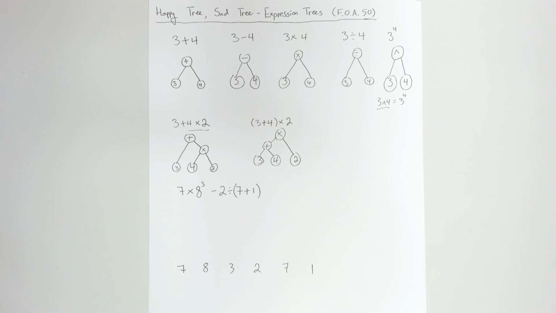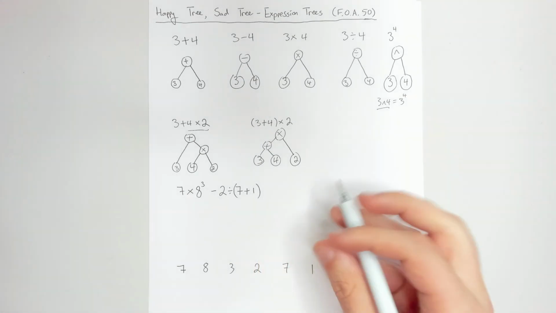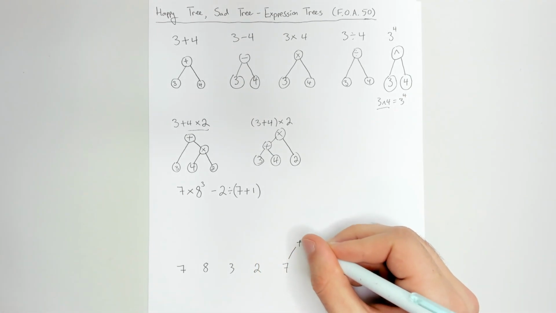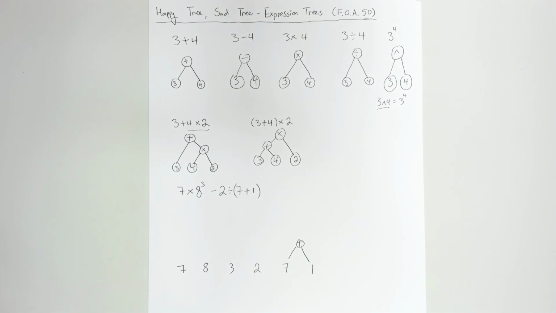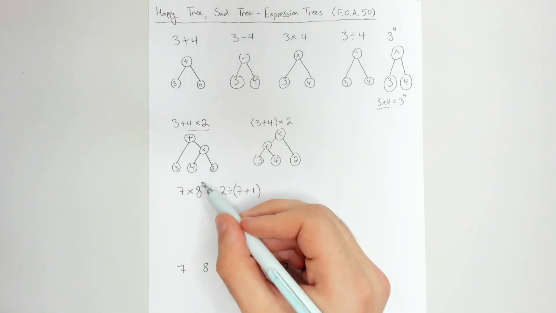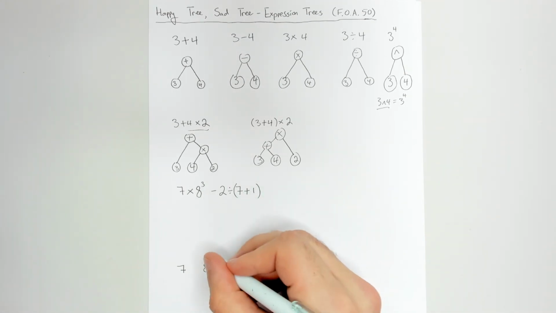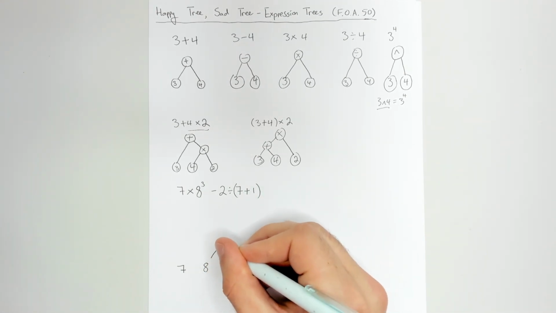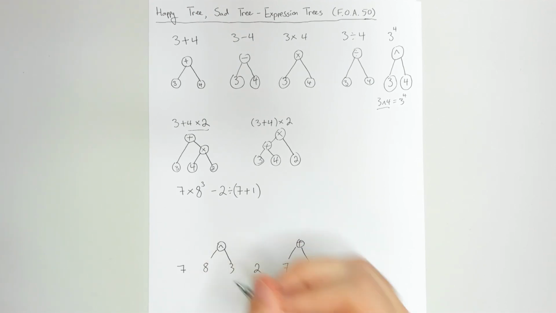Okay, and then following order of operations, the first thing we're going to do is 7 plus 1. So we'll do an addition node to combine them. Next up we have exponentiation, right? BEDMAS, E comes next. So we'll do 8 to the power of 3 next, with an exponentiation node.